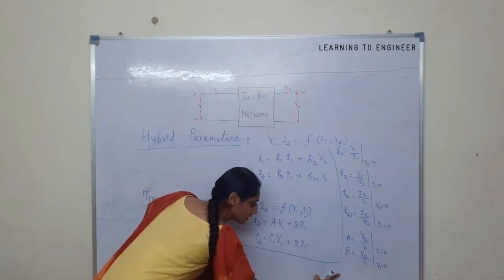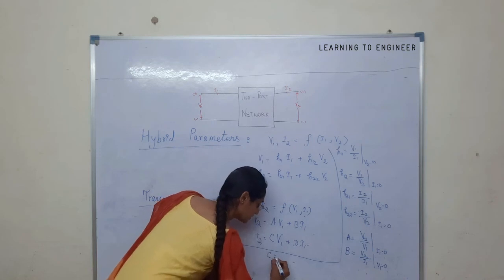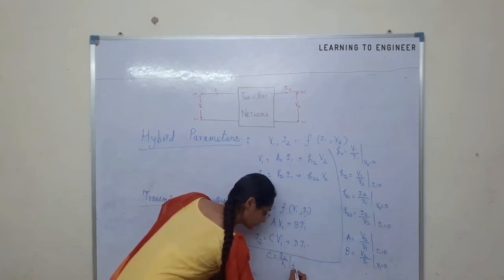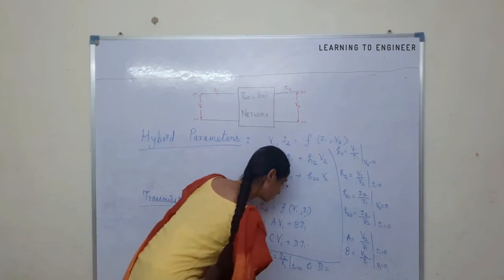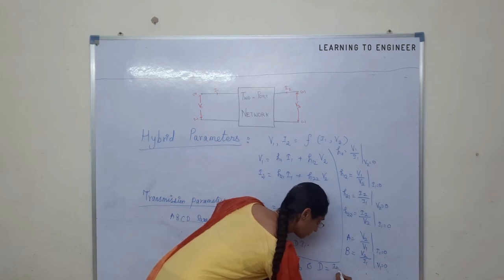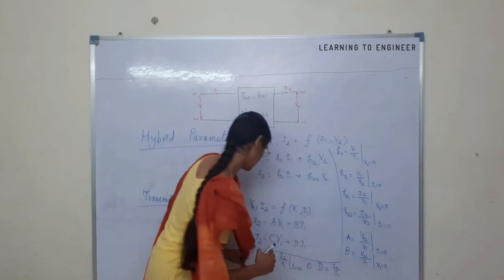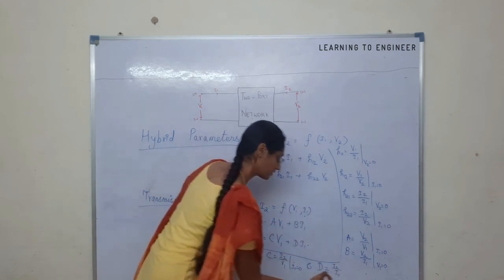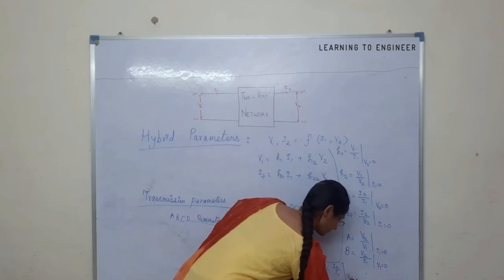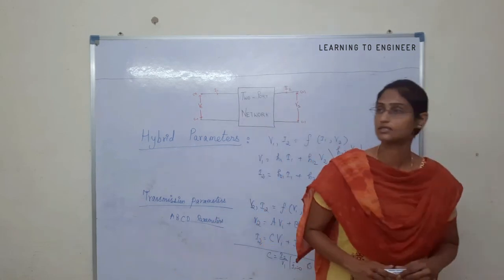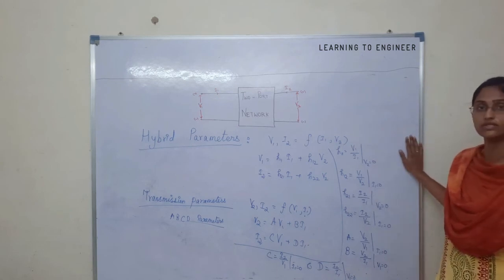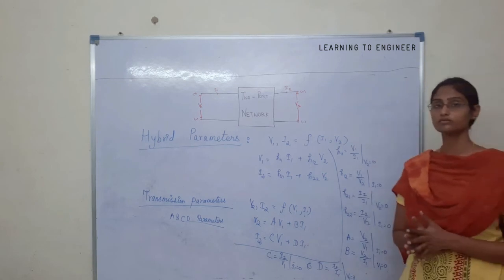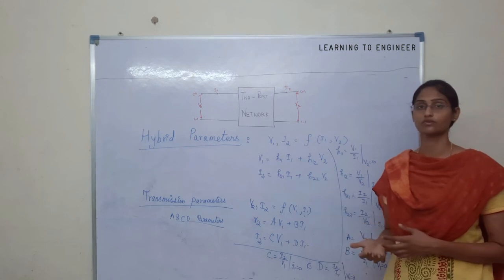So what are C and D? C is equal to I2 divided by V1 when I1 is 0. And what is D? D is equal to I2 by I1 when V1 is 0. So these are transmission parameters. You just make a note of these equations. Once we solve problems, these will be useful for you.